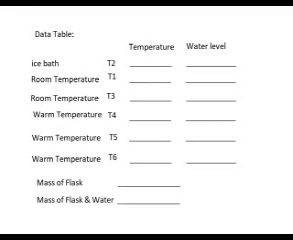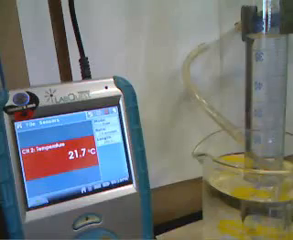We now have to set up our data table. This is what the data table should look like. You'll notice that the first temperature is the ice temperature. We're actually going to start with the second temperature, that's T1, which is the room temperature. We're going to put it in the ice, that's going to cause it to go down in temperature, that'll get us T2. We'll put it in a warm water bath, that'll bring us back up to room temperature, that's T3, and then we have our 3 warm temperatures to work with.